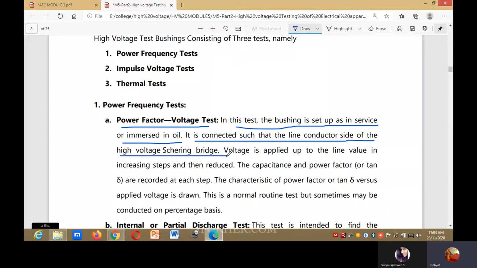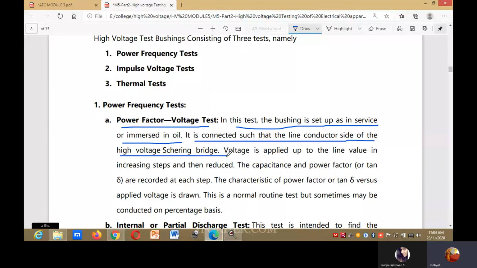In this test, the bushing is set up as in service or immersed in oil. It is connected such that the line conductor side is to the high voltage Schering bridge. Voltage is applied up to the line value. For example, if the line value is 230 volt, 250 or 260, then we will apply up to that. Voltage is applied up to the line value in increasing steps and then reduced.